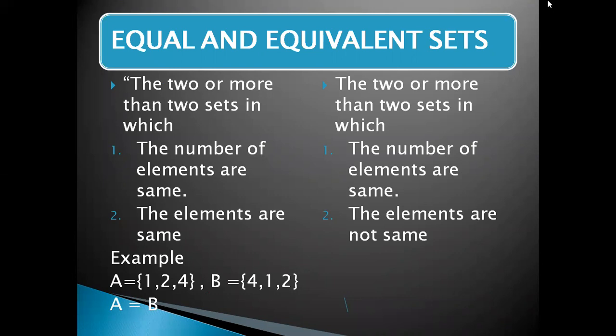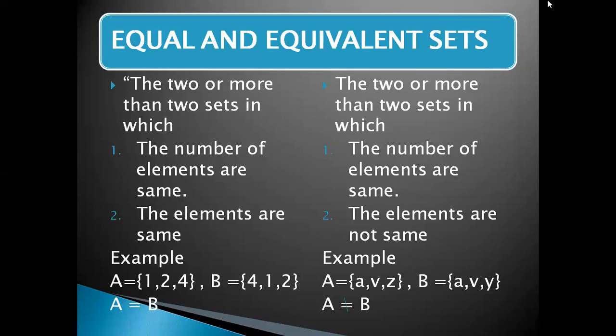Now, equivalent sets: two or more sets in which the number of elements is the same, the most important thing, and the elements are not the same. You can see the examples. If set A has {A, V, Z} and set B has {A, B, Y}, then A is not equal to B because both conditions are not satisfied. Remember one thing, the first points of both definitions are the same, and the second points are different. Now the next topic.